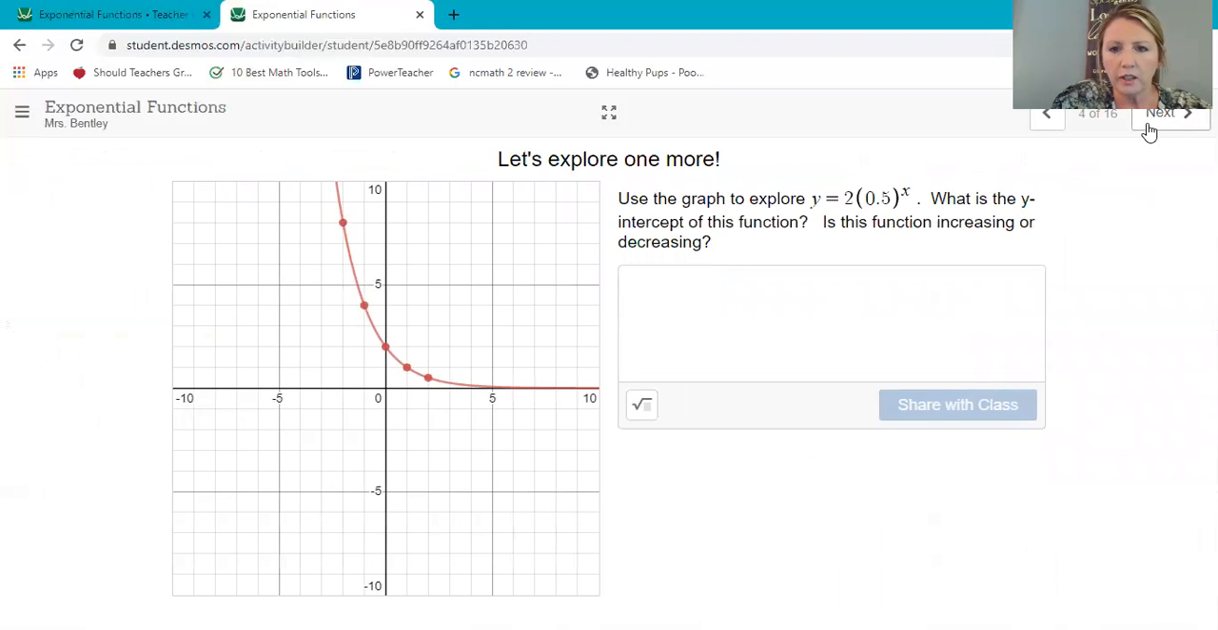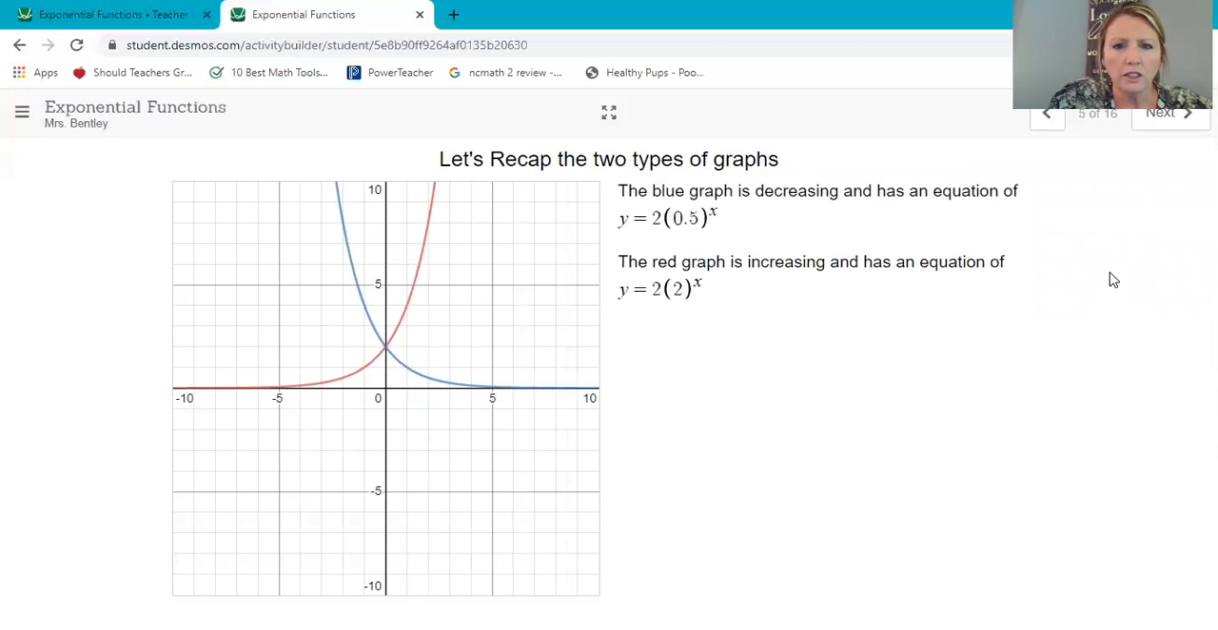Okay, and here's the second one. I'm giving you the graph of the equation y equals 2 times 0.5 to the x power. Again, what is the y-intercept, and is this function increasing or decreasing? So if you look, this is just going to recap the two types of graphs we've explored.